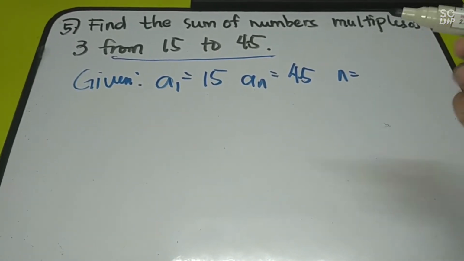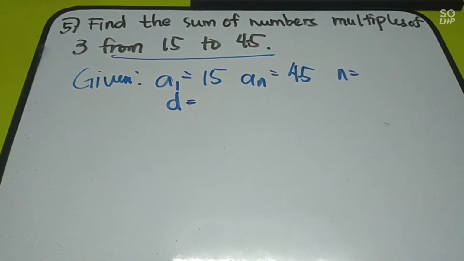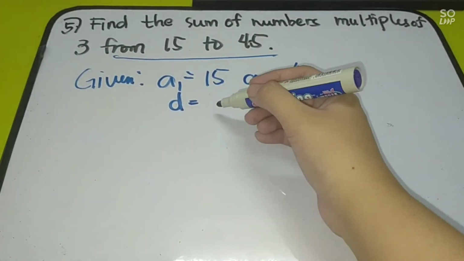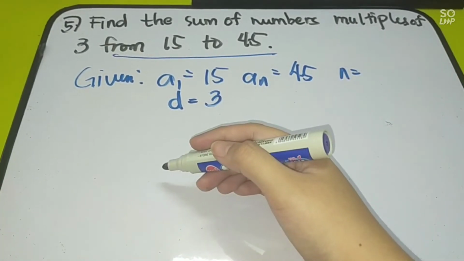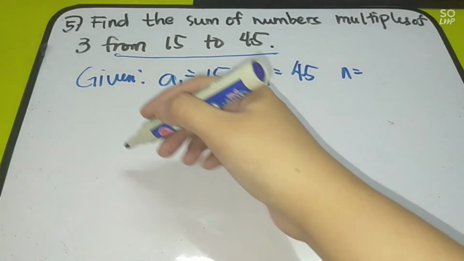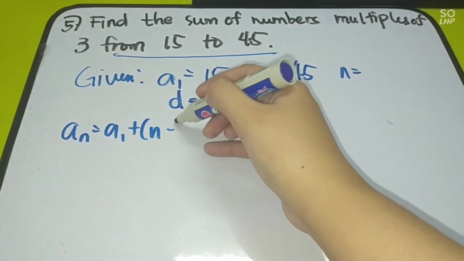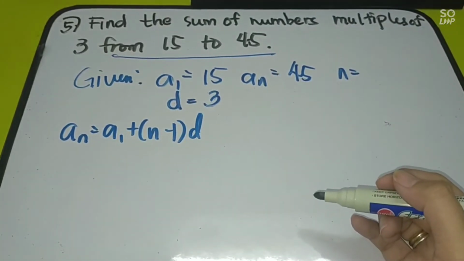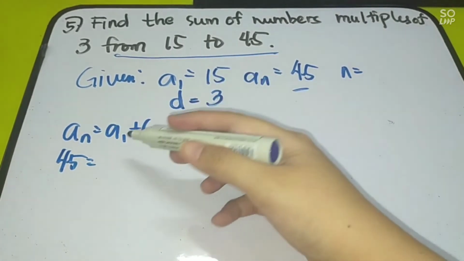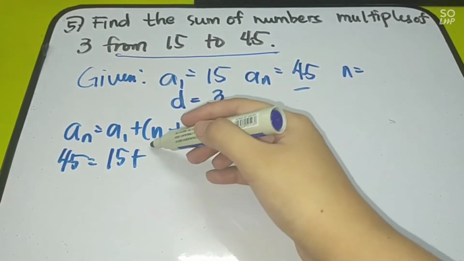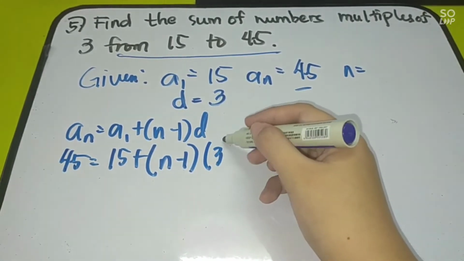Okay. So, for us to find it, we need to have your common difference, your D. Since multiples of 3, divisible by 3, then apply mo ngayon si arithmetic sequence. Natatandaan? Ang arithmetic sequence natin is A sub n equals A sub 1 plus quantity n minus 1 times D para makuha mo yung n. Okay? Ang last term mo ay si 45. Just substitute. Ang first term mo, we have here 15 plus quantity, how many number of terms? That is missing. N minus 1. Then, your common difference is 3.